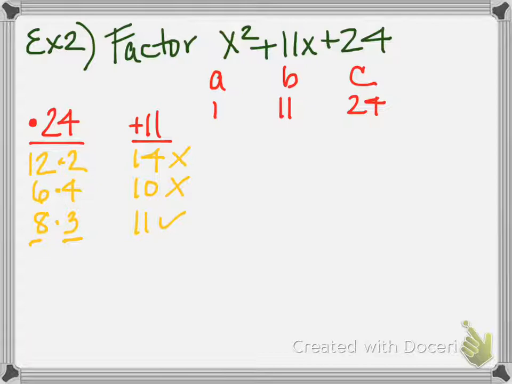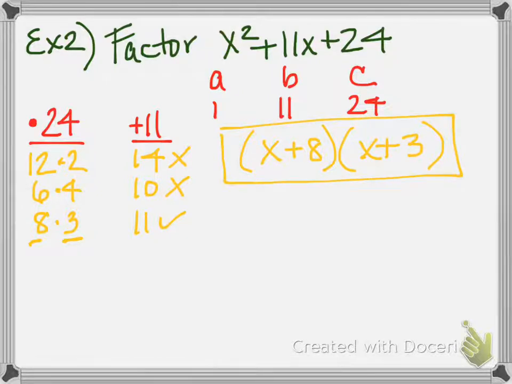So to factor x squared plus 11x plus 24, that equals x plus 8 times x plus 3. And here is the factored form of that trinomial. Again, we could have used area model.